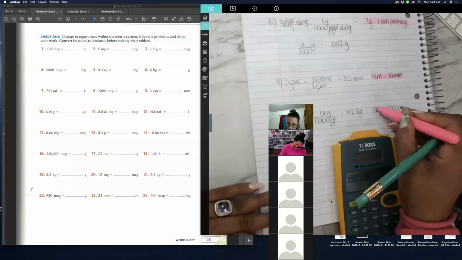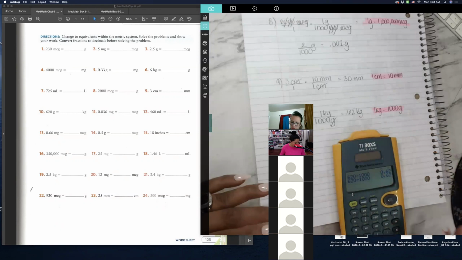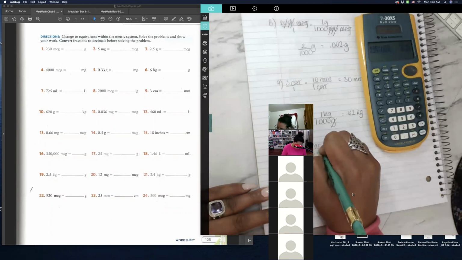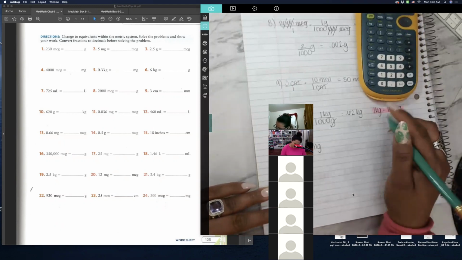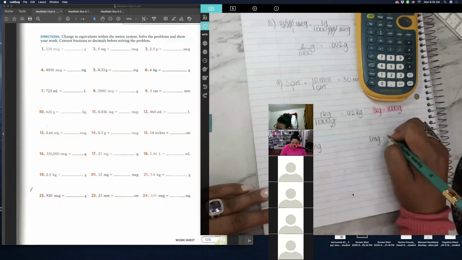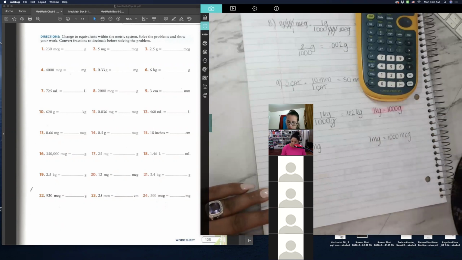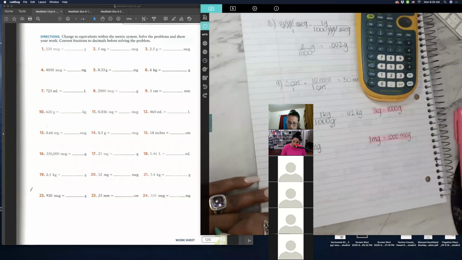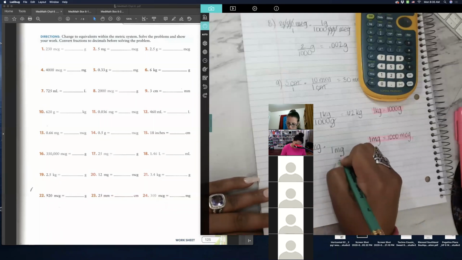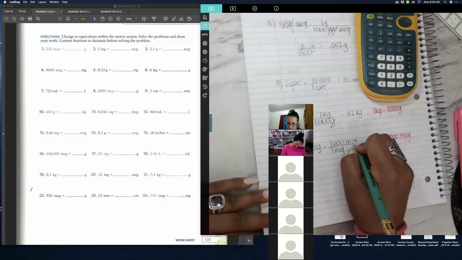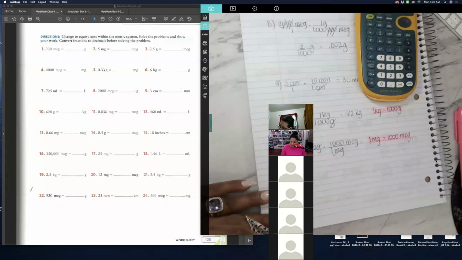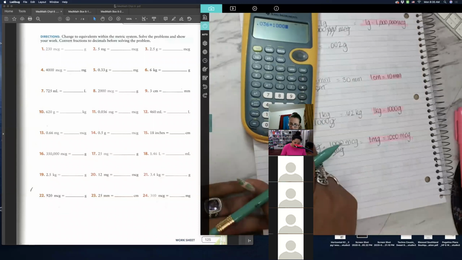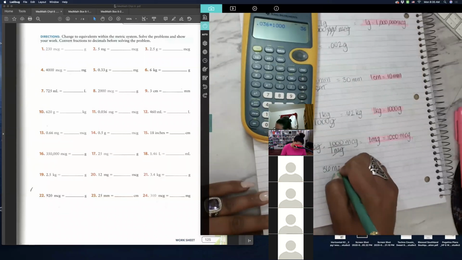All right, then number 11 is asking us to convert 0.036 milligrams to micrograms. So again, 1 milligram equals 1,000 micrograms. So I'm going to set it up. Put the value over 1. I need my units to cancel, so 1 milligram equals 1,000 micrograms. I'm going to cross this unit out, and then I'm going to just take my two values and multiply them together. So 0.036 times 1,000 gives me 36 micrograms.